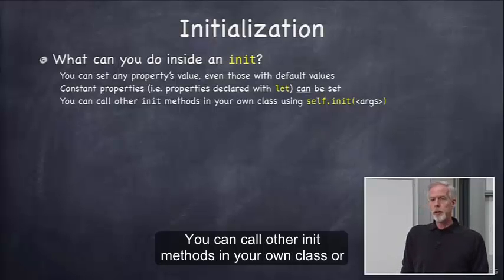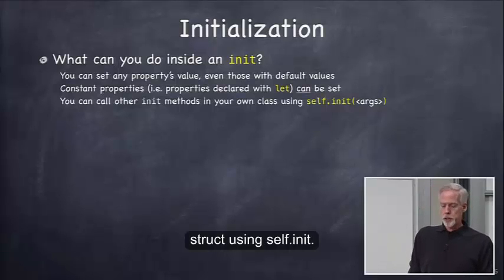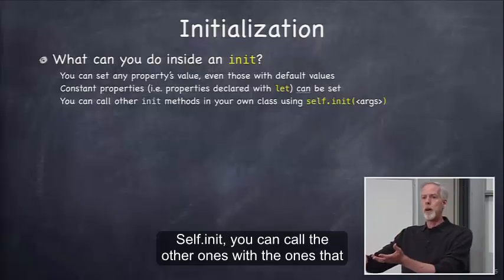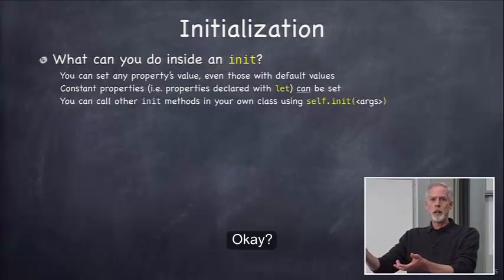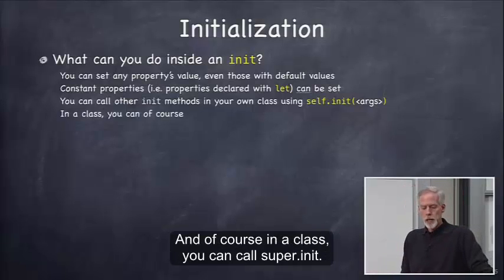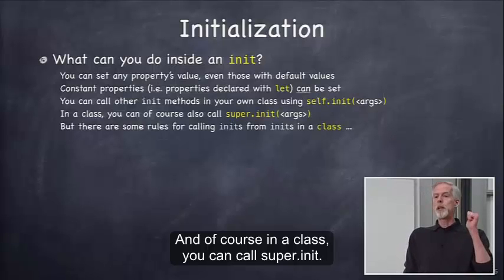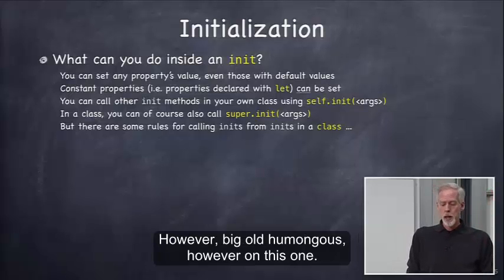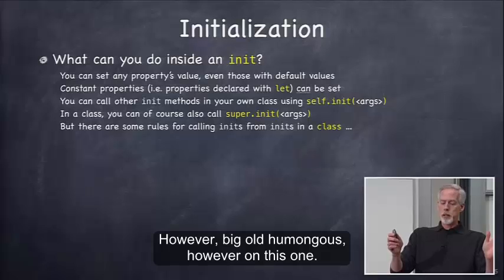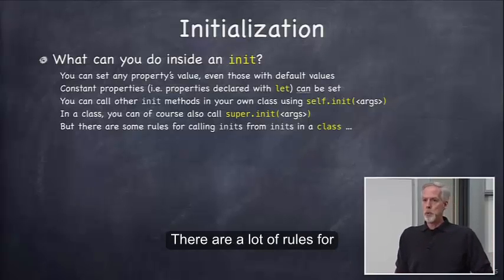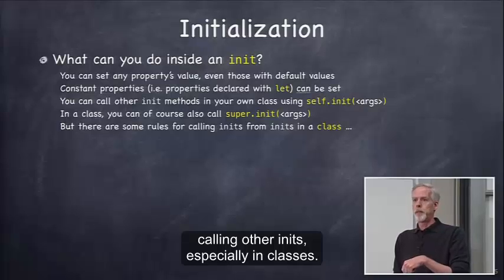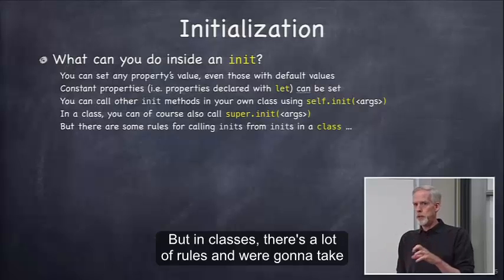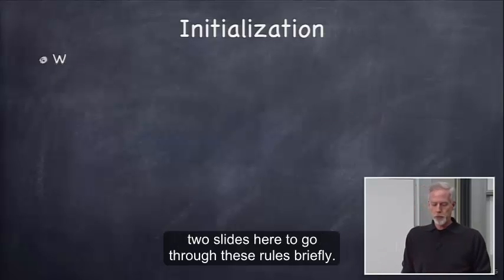You can call other init methods in your own class or struct using self.init. You can call the other ones, with the ones that have different arguments. So that sounds good. And of course, in a class, you can call super.init. Call your superclass's initializers with their arguments, whatever they might be. However, big old humongous however on this one, there are a lot of rules for calling other inits, especially in classes. In structs, it's not a big deal, but in classes, there's a lot of rules, and we're going to take 2 slides here to go through these rules briefly.